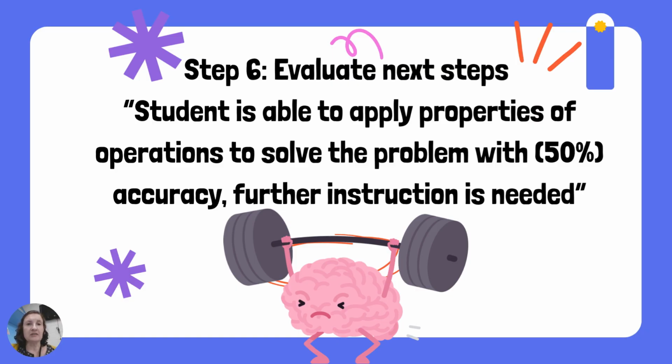So step 6 would be to evaluate the next steps. So you could write something like this. For example, a student is able to apply properties of operations to solve the problems with only 50% accuracy. Further instruction is needed.